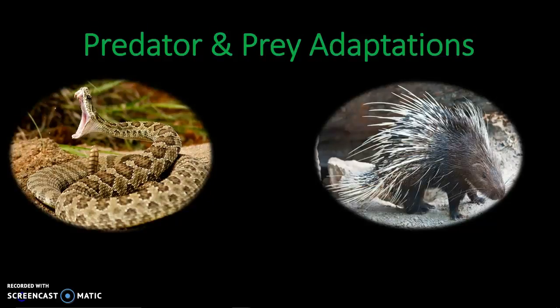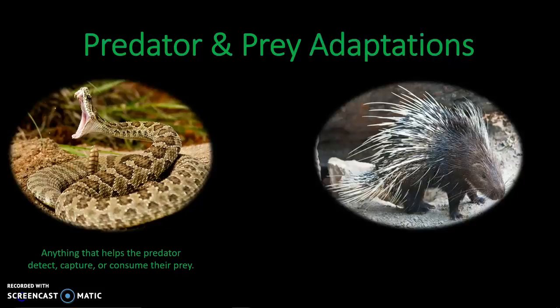And what happens is you start to see each species develops different adaptations that help them do those two different jobs better and better. So if we look at predator adaptations, a predator adaptation is anything that helps the predator detect, capture, or consume their prey. If we're looking at this rattlesnake, one, it could be its color. It'll help it blend into some soil. It could be the ability to unhinge its jaw to consume larger organisms. Or it could be its fangs and the ability to inject venom into its prey.